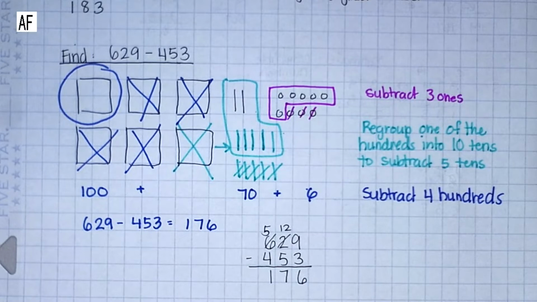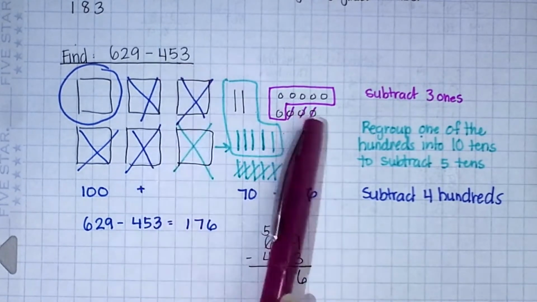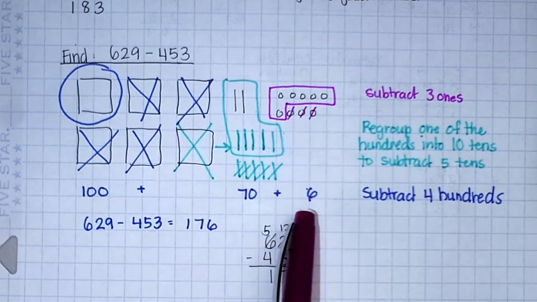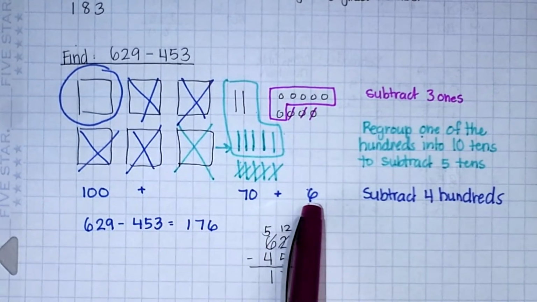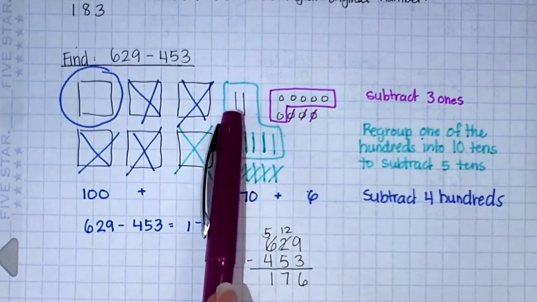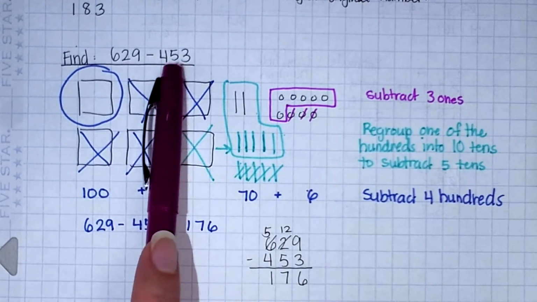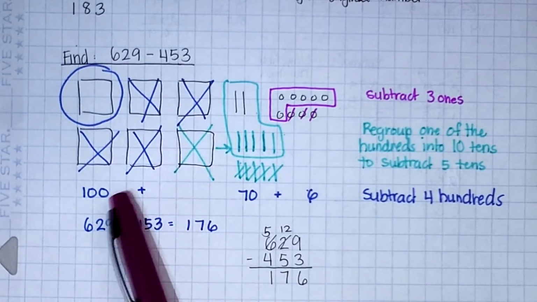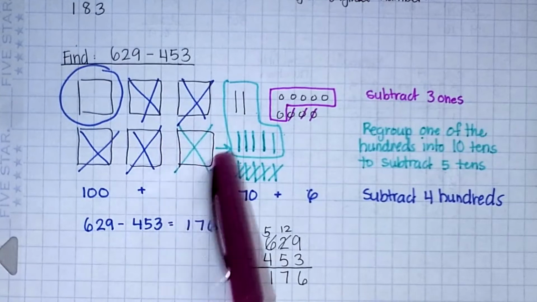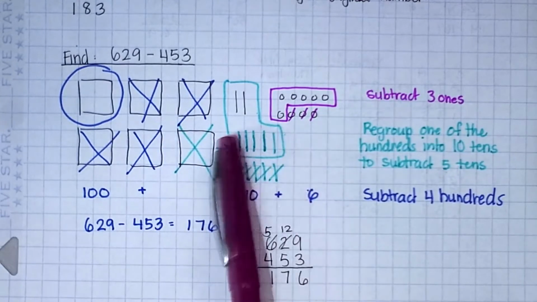So I started with my ones. I needed to take away 3 first. So I took away 3. So then out of my 9 ones, now I only have 6 ones left over. Now I had 2 tens over here from the 629, but I needed to take away 5 tens. Now I didn't have 5 tens. So I had to take one of these hundreds and regroup it, break it apart into 10 tens.